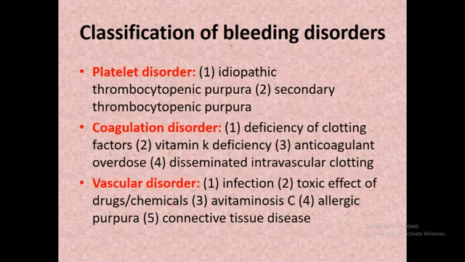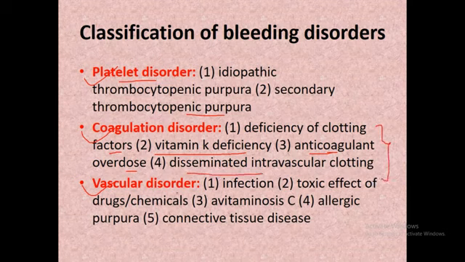Classification of bleeding disorders. Here we are going to classify bleeding disorders into three types. First, those due to platelet disorders, second, those due to coagulation disorders, and third, those due to vascular disorders. First of all, platelet disorders, which include idiopathic thrombocytopenic purpura and the secondary thrombocytopenic purpura. Now the coagulation disorders: first, deficiency of clotting factors, second, vitamin K deficiency, third, anticoagulant overdose, and fourth, disseminated intravascular clotting. So these all are the coagulation disorders.